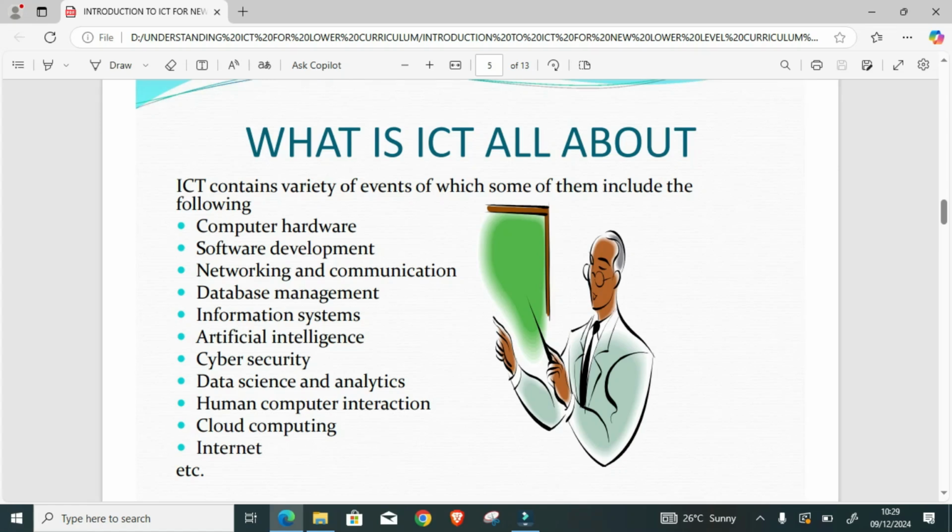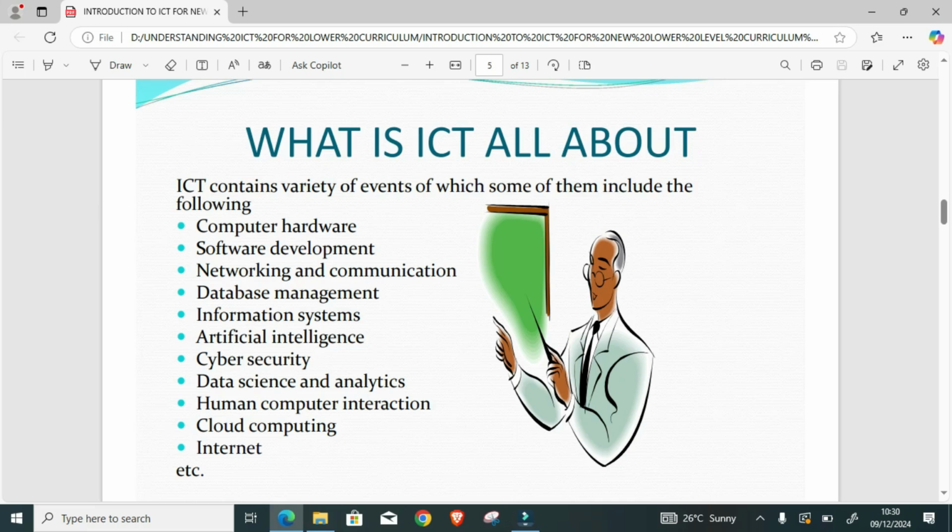When you talk about computer hardware, these are the physical and tangible parts of a computer, of which we shall talk about in the preceding videos. Software development, coming up with the software. Networking and communication, issues of working with communication, sharing information from different destinations, networking now, connecting or linking together. Database management, about the organization's data. Information systems, managing systems that deal with information generally.